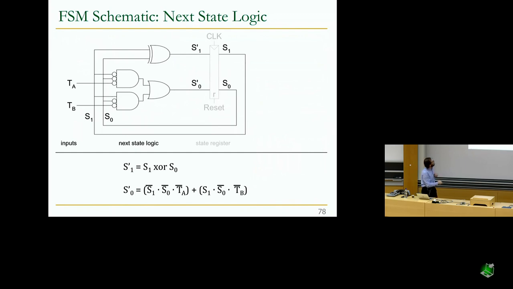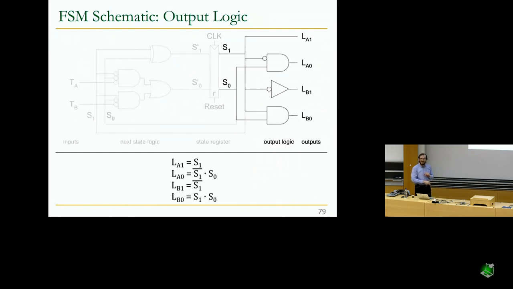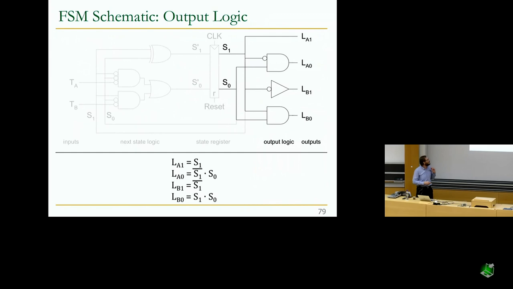Hopefully this is right. It looks right. And this is our output logic. Our output logic is dependent on only the current state over here, not the inputs. And that's our finite state machine. This is the thing that implements the 4-state finite state machine for our smart traffic light. And you could do this for anything that you see in the world, as long as you can express it as a finite state machine.